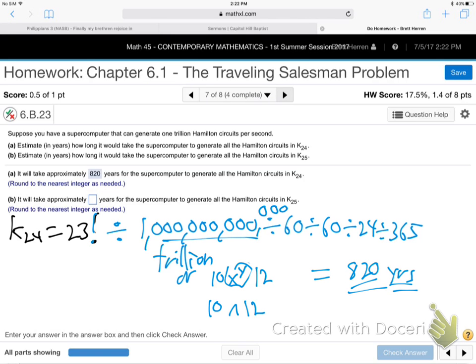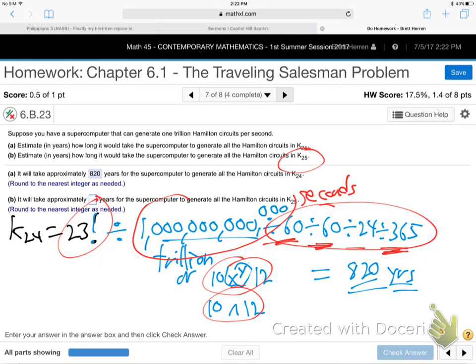Are you getting that okay? Let me give you a minute to do that. Not making sense? Part B says the same thing for K25. So it's the same thing. You would just start with 24 factorial, right? Because you always go 1 down. The formula is n minus 1 factorial. So for K25, you would go 24 factorial. The rest is the same.